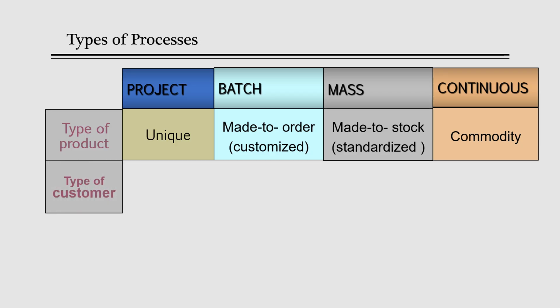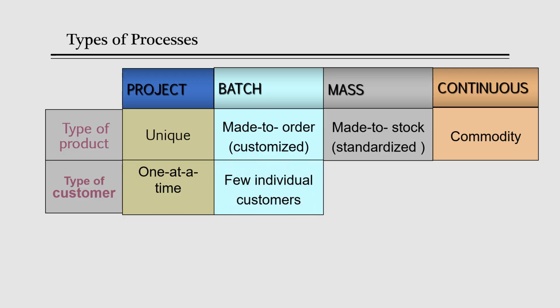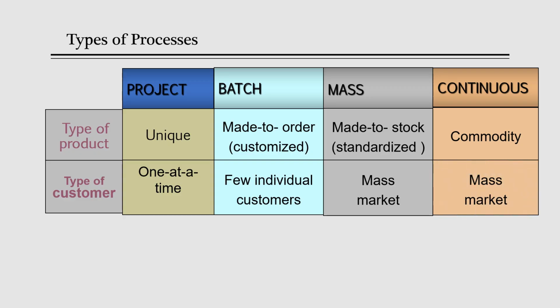Now let's see what are the types of customers. In the project, you have one customer at a time. In batch production, you have a few individual customers who are catering to the same homogeneous products. In mass production, you are going to produce for the mass market, which means for the whole population. At the same time, for continuous production, you are going to produce for the mass market, for the whole population.